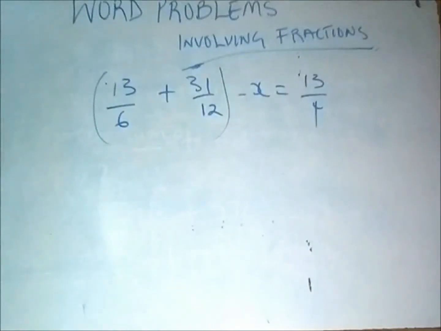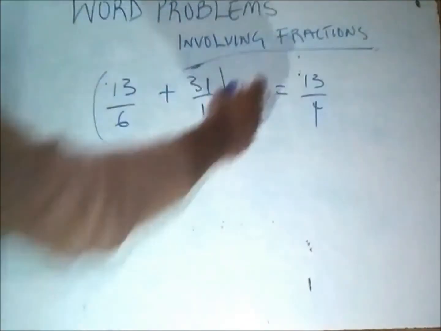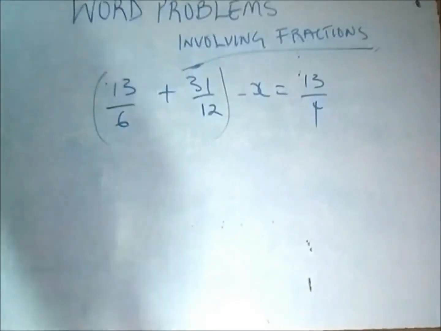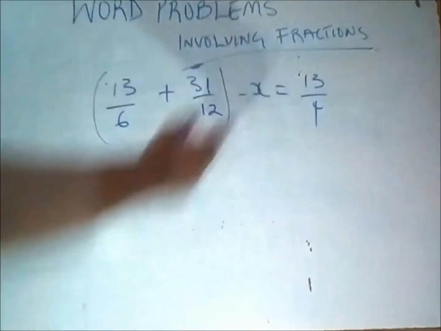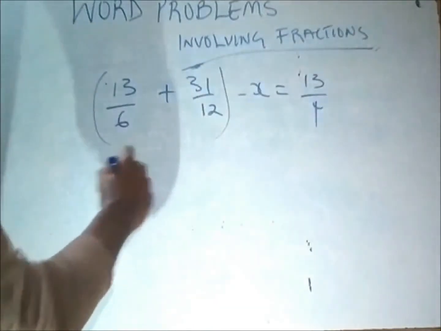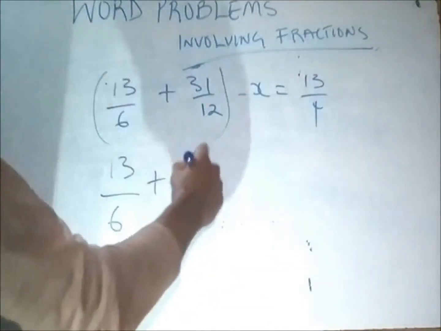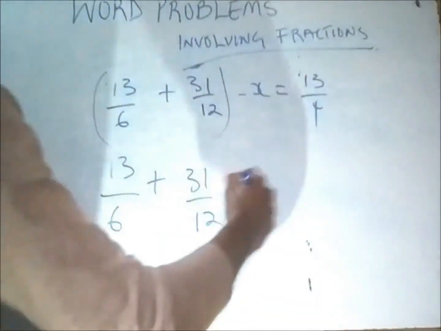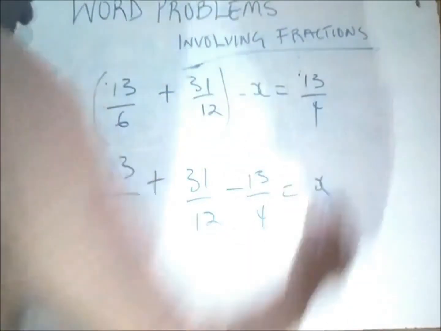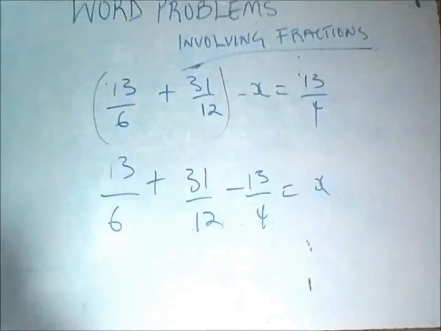You notice that x signifies the fraction that will be subtracted from this sum to give this, so we're going to make x the subject, so that we just calculate the rest. That means we open the bracket, 13/6 plus 31/12, and bring 13/4 over to this side. Bringing it over, we have minus 13/4 equal to x. That is the fraction we're looking for.